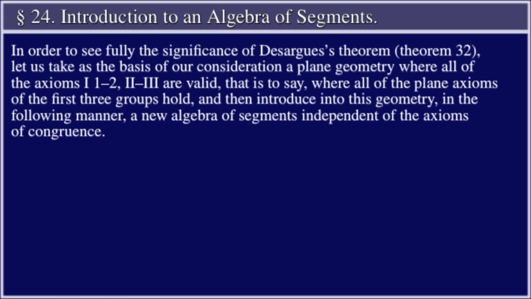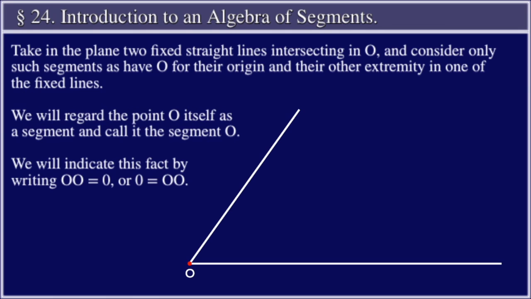Take in the plane two fixed straight lines intersecting at O, and consider only such segments as have O for their origin and their other extremity in one of the fixed lines. We shall regard the point O itself as a segment and call it the segment O. We will indicate this fact by writing OO = 0 or 0 = OO.